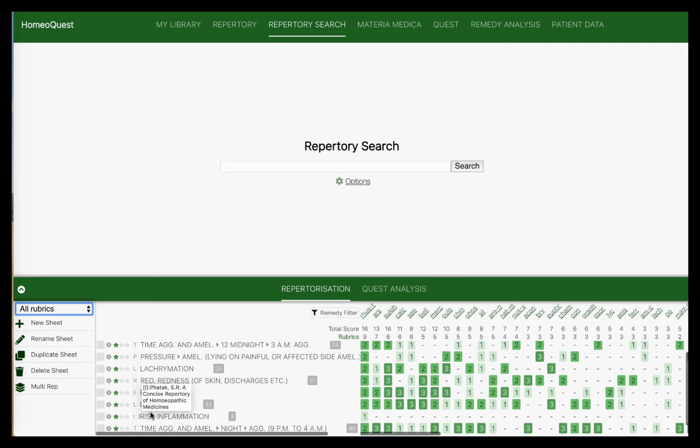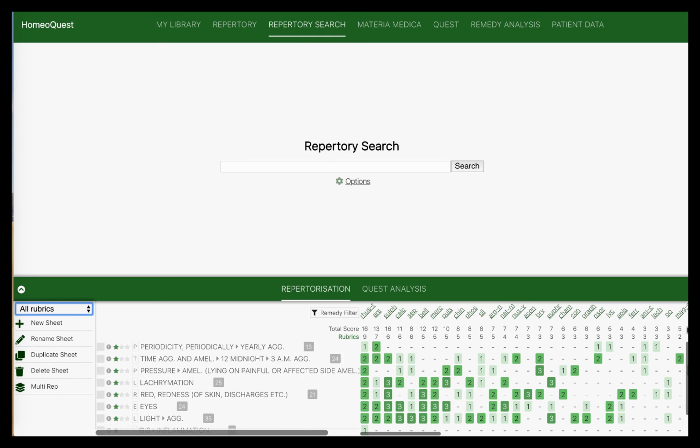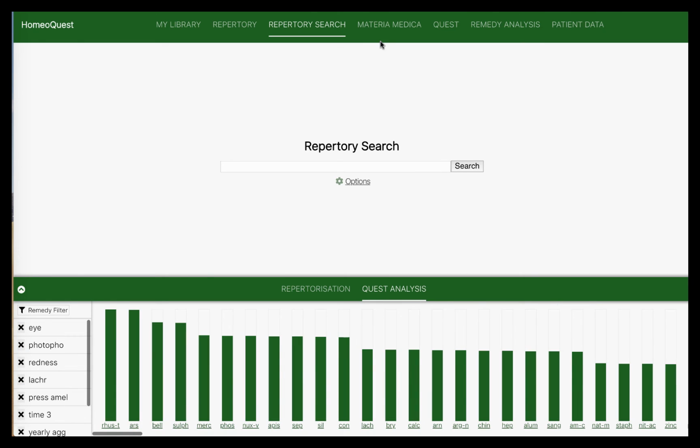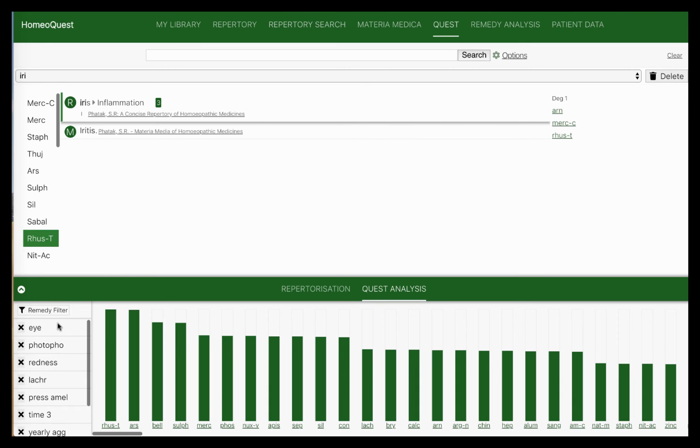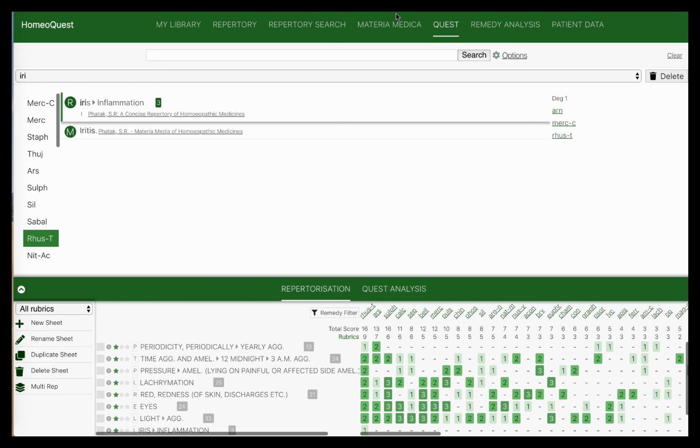Then I've taken eyes as a location. I've taken light aggravation, iritis, inflammation, and so on. So apart from the major ones, the periodicity, the time aggravation, 3 a.m., the pressure of the affected parts, the Miller rates, and the in general night aggravates, I've taken all these other rubrics. And even in quest analysis, I've done that. So I've basically taken everything: eye, photophobia, redness, lacrimation, and then I've also taken in iris, and so on. All right. Now, in this particular case, it basically hasn't made a difference.